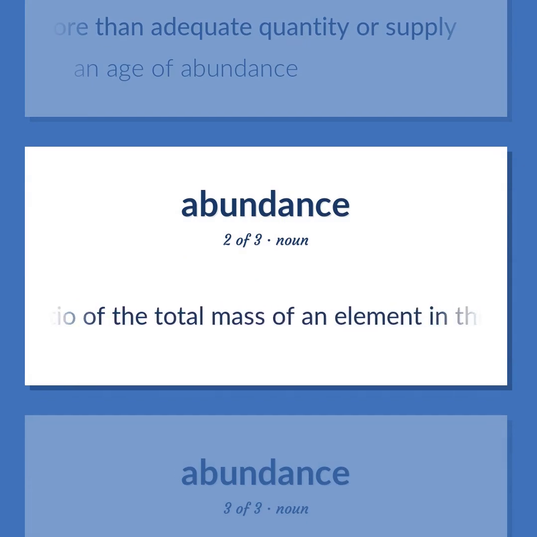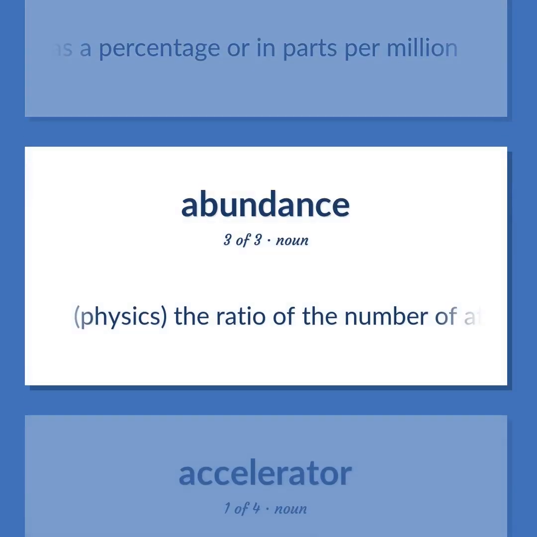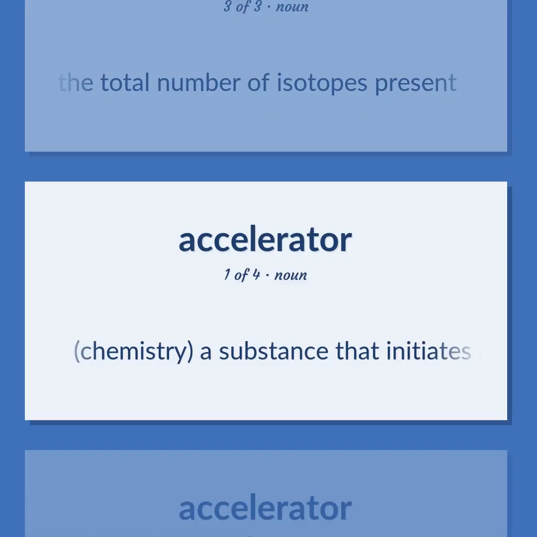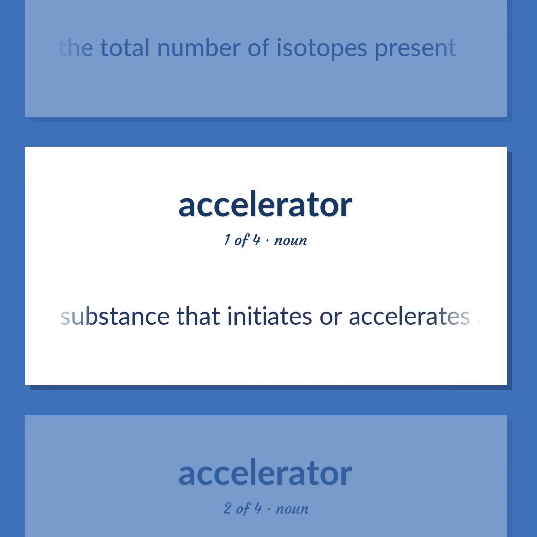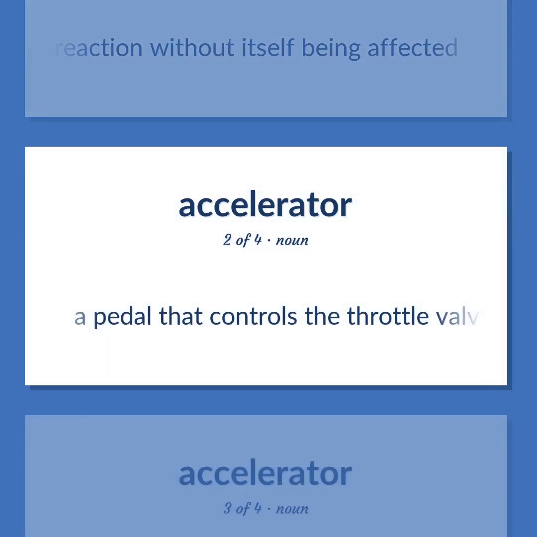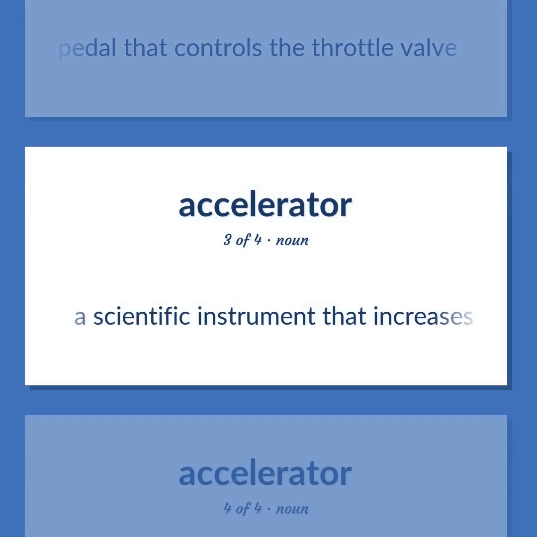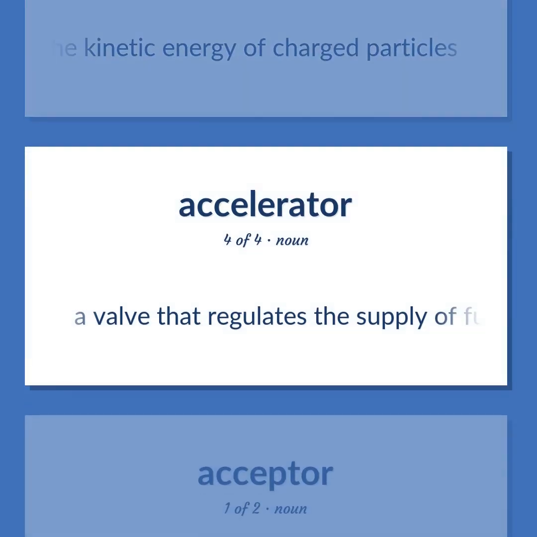Chemistry. The ratio of the total mass of an element in the Earth's crust to the total mass of the Earth's crust, expressed as a percentage or in parts per million. Physics. The ratio of the number of atoms of a specific isotope of an element to the total number of isotopes present. Chemistry. A substance that initiates or accelerates a chemical reaction without itself being affected. A pedal that controls the throttle valve. A scientific instrument that increases the kinetic energy of charged particles. A valve that regulates the supply of fuel to the engine.